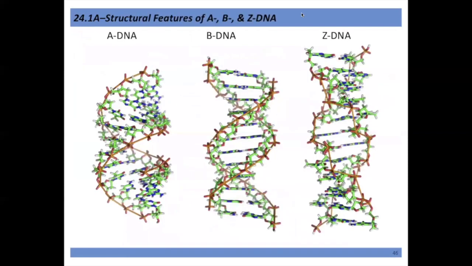Okay, so here is just another picture. I like this picture. You can see things a little bit better. You can see that A is kind of squatty, B is your typical nice, pretty helical structure, and Z-DNA just looks like a mess, really narrow. And anyway, lots of different conformations of the bases as well as different puckering in the sugar.